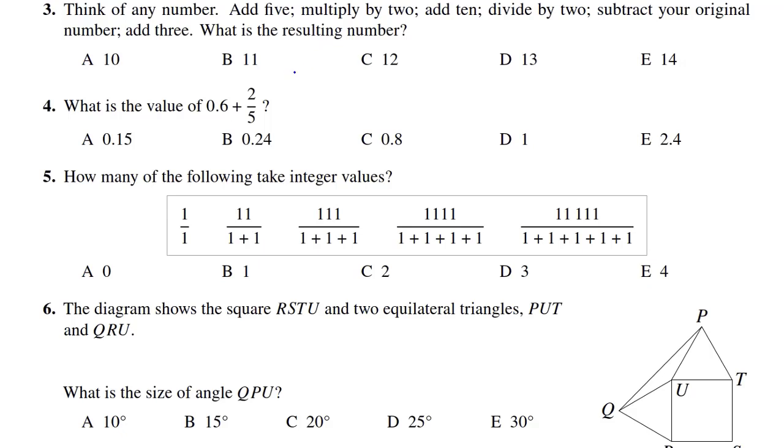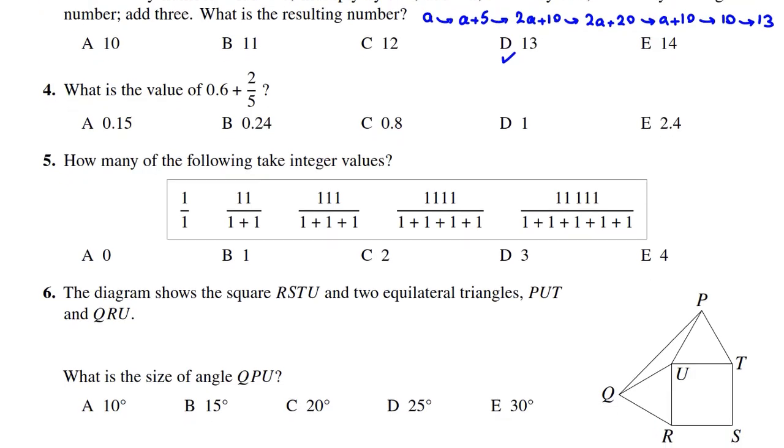Let's solve 3. Problem number 3 says, think of any number. For example, we think of a. Then it says add 5, so it will be a plus 5. Then multiply by 2, so it will be 2a plus 10. Add 10, 2a plus 20. Divide by 2, it will be a plus 10. Subtract your original number, which was a. If we subtract a, it will be 10. And then add 3, so it will be 13. What is the resulting number? 13. The answer is B.